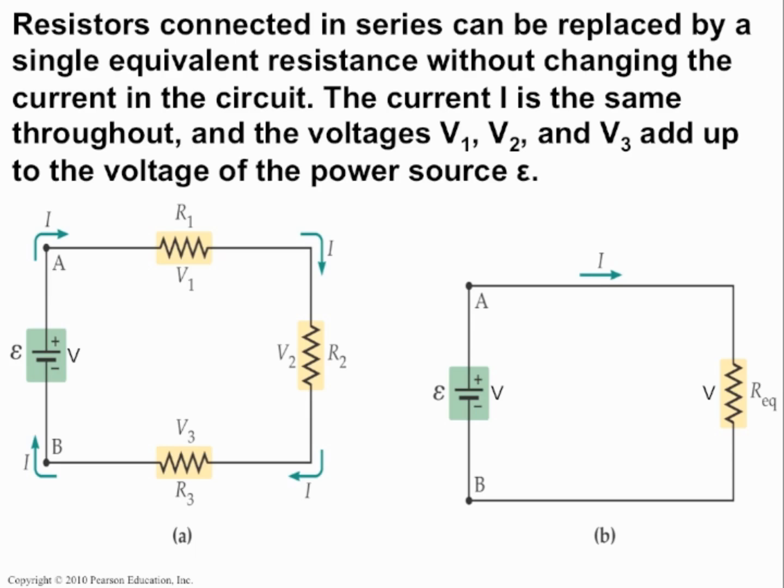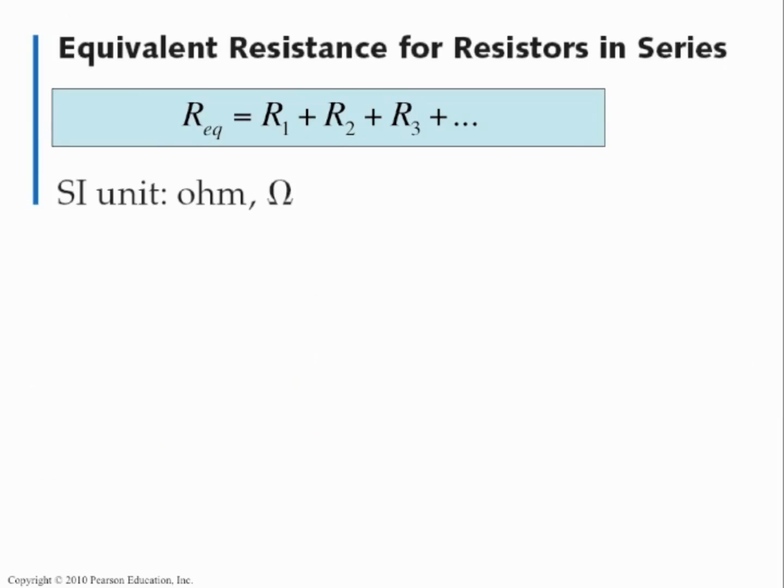Now, I don't like to use the term that much myself because I think sometimes it confuses students. It's really not a force. It's not measured in newtons. But it's a term that's tossed around a lot, so don't be surprised if you hear a battery called an EMF or symbolized by epsilon. So the equivalent resistance for resistors in series is R_eq equals R1 plus R2 plus R3. You just add them up.